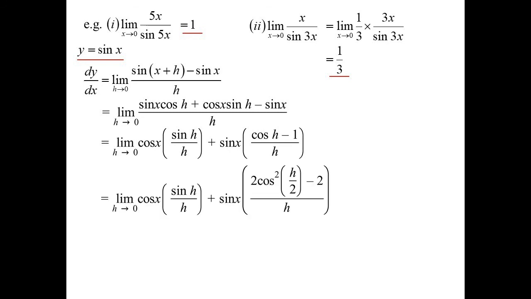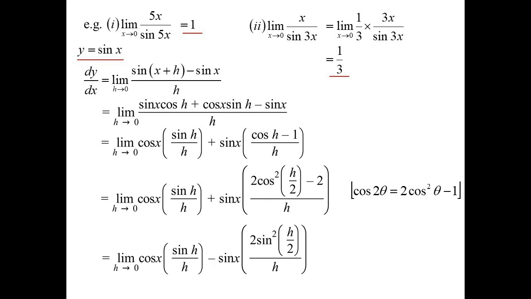For cos h, I'm going to use my double angle theorem. I'm going to change it to 2 cos squared h on 2 minus 1, but then minus the other one that's on there, it becomes minus 2. Now, if I rewrite that, cos squared minus 1 is minus sine squared. So cos squared minus 1 would be minus sine squared. So I now have 2 sine squared h on 2 on h.